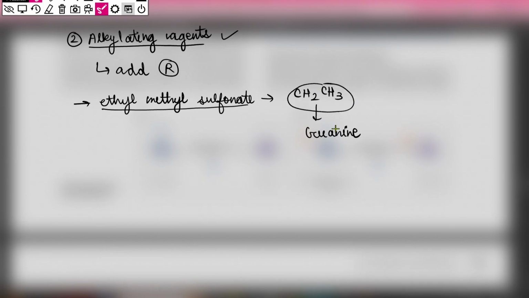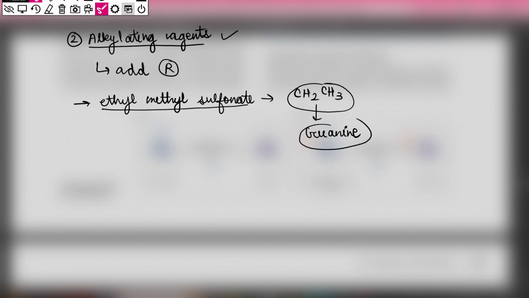sulfonate. Now this ethyl methyl sulfonate will add the ethyl group, that is CH2CH3 group. This group will be added to the guanine. So this ethyl methyl sulfonate acts as the alkylating agent. So it is a chemical mutagen. It will add this ethyl group to the already existing guanine, and when it does it, it will cause a replication error also.